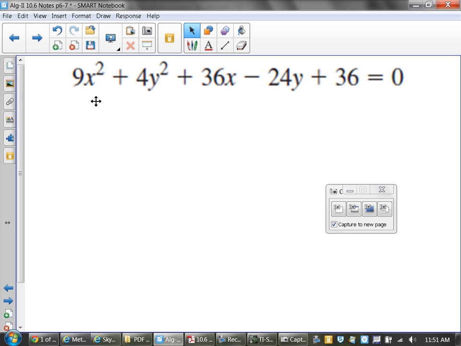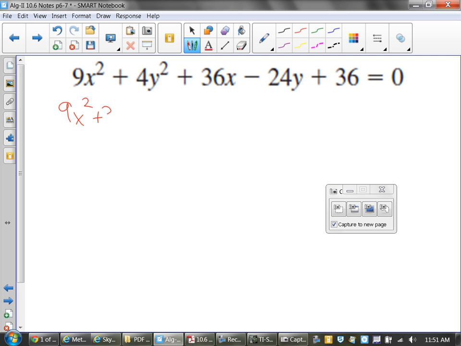Because think about the parabola. How many squared terms are in a parabola? One, either an x squared or a y squared. Here I've got x squared and y squared. I know it's not going to be a hyperbola because there's a plus sign. It's either going to be a circle or an ellipse. Okay? So let's walk through it.